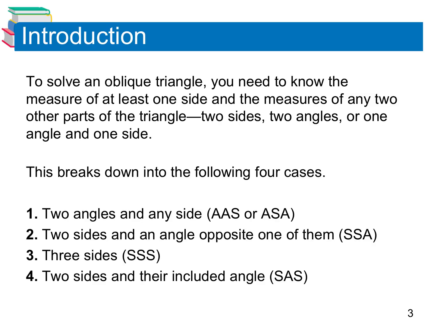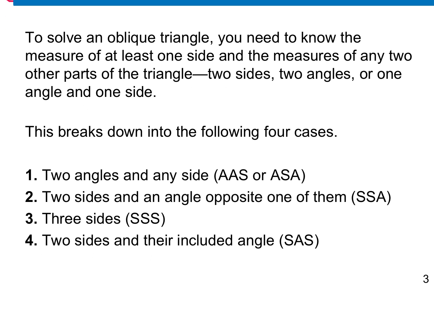So to solve an oblique triangle, you need to know the measure of at least one side and the measure of any 2 other parts of the triangle. 2 sides, 2 angles, or 1 angle and one side. So we could have angle, angle, side; angle, 2 sides, and an opposite angle; side, side, angle; side, side, side; or side, angle, side. These are the different cases that we have.